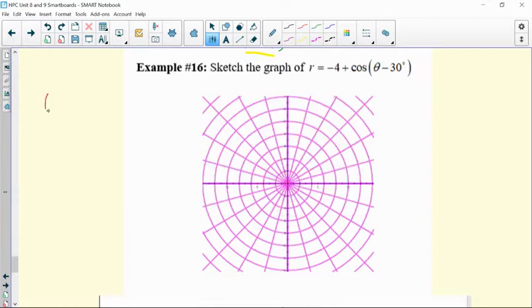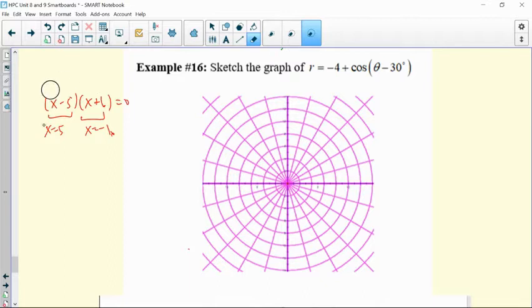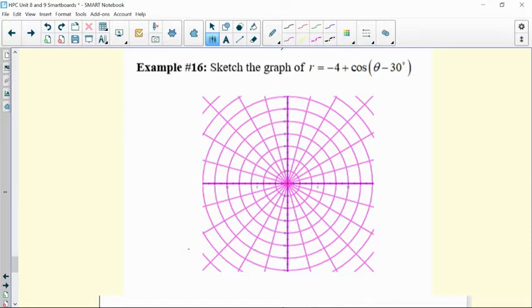So when I think about theta minus 30, I want to associate it with solving algebraically. If I said x minus 5 times x plus 6 equals 0, you would look at each parenthesis and try to find its 0. That would be when x was 5, or when x is negative 6. So similar to that concept is finding the 0 of the rotation. When theta is equal to 30 degrees, that's the 0 of that graph.